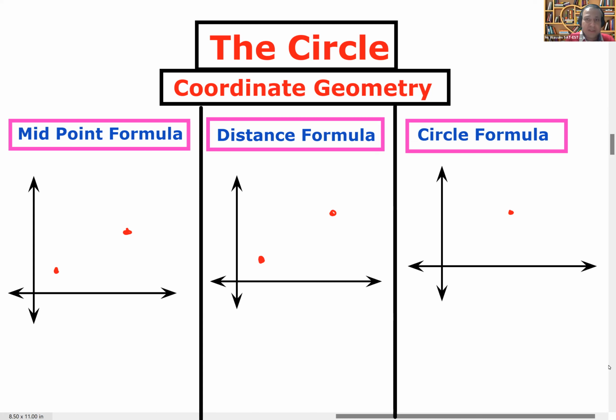Midpoint formula: I have 2 points and I need to find the midpoint between them. If I join them like this, I need to find the midpoint, this part equal to that part. Any point in the coordinate system has x and y. This is x1, y1, x2, y2. But I need this point, which also has x and y.